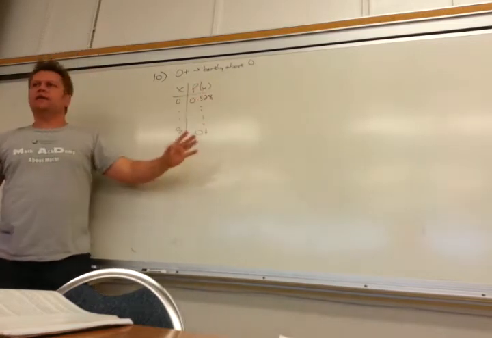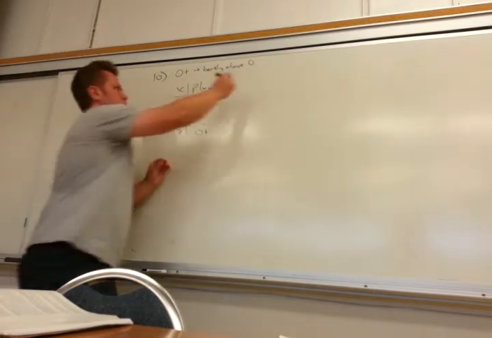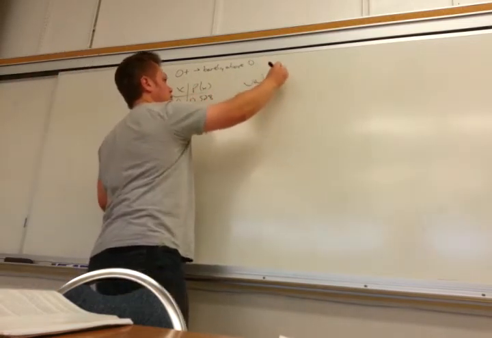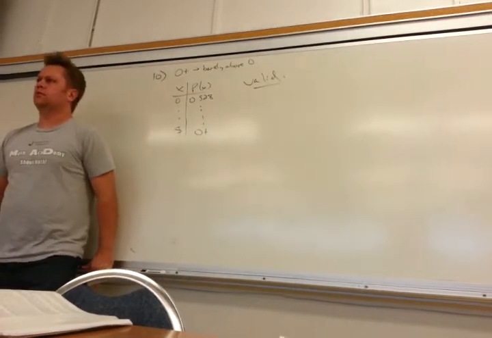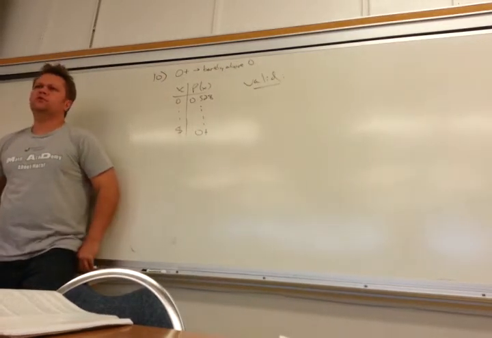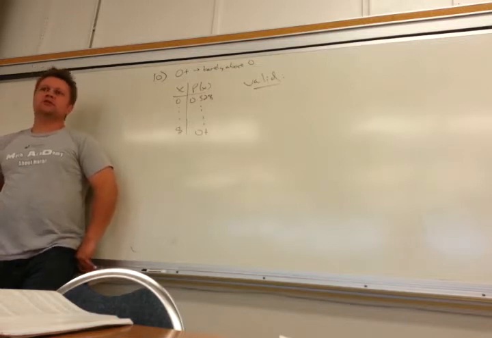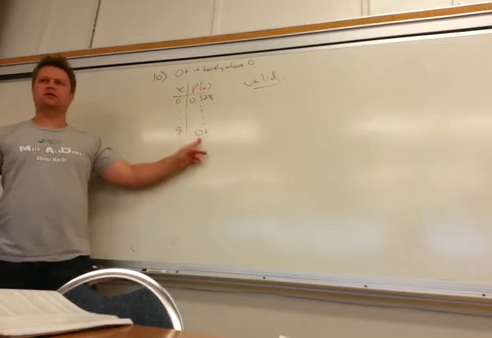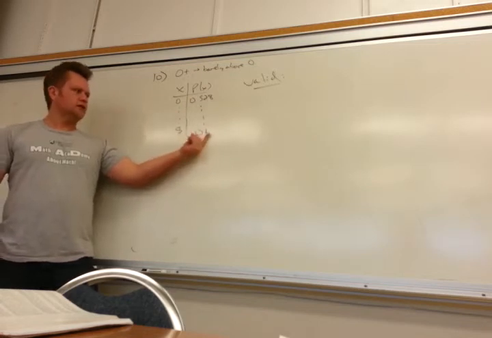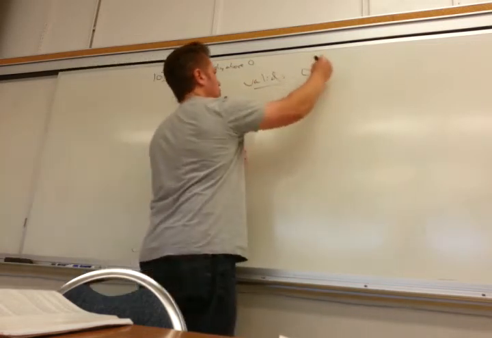So how do you check if it's valid first? What 2 things have to be true to show that it's a valid probability distribution? What are the probabilities supposed to do? That's to add up to 1, and be between 0 and 1. So cool. So they all look between 0 and 1. This guy's just barely above 0. He's cool. So they're all between 0 and 1.